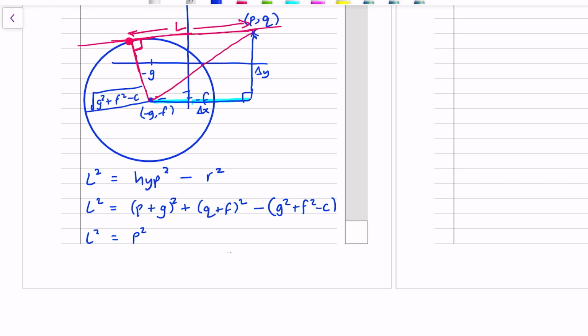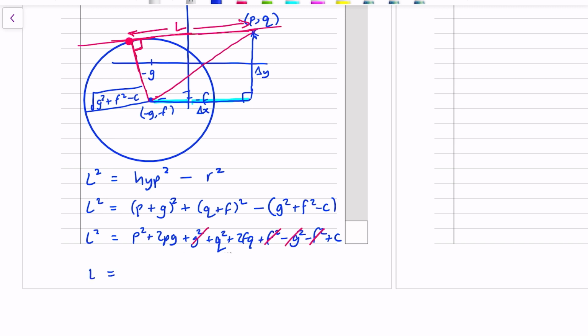p squared plus 2pg plus g squared plus q squared plus 2fq plus f squared minus g squared minus f squared plus c. Okay, the g squareds cancel. No, they don't. One of them cancels. The f squareds, why have I got two? Ooh, because my g now looks, my q became a g. What a gangster. Delete the f squareds, and we're square rooting that.